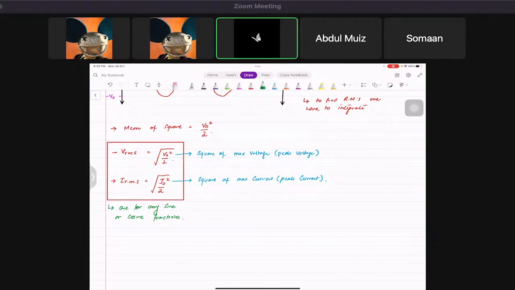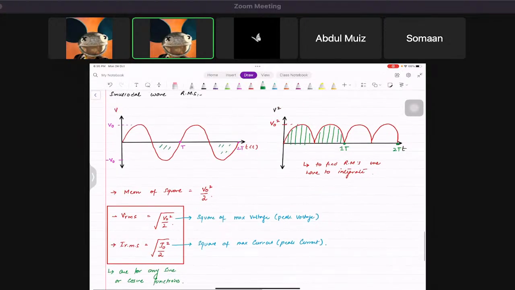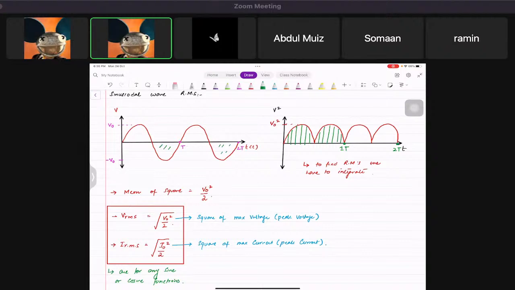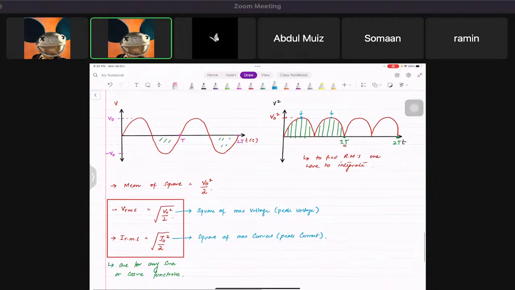Sir, why did we divide it by 2? Because we have to take the mean, right? If you look at it, in one whole wave, which is the time period right here, V naught comes twice. It comes at this point and it also comes at this point. Do you get my point? Yes, sir. So we divide by 2. Okay. It's the same thing: we are squaring it, then taking the mean, and then taking the root.